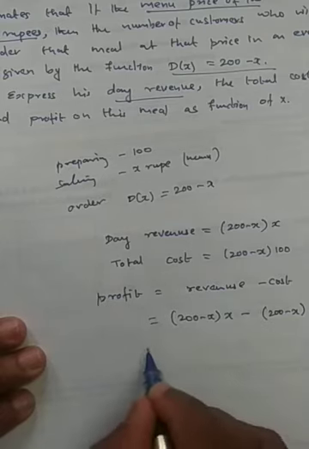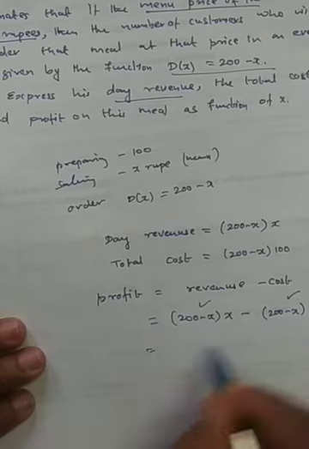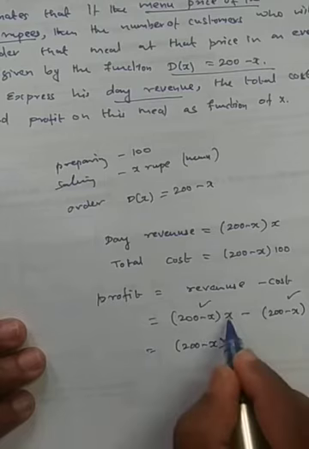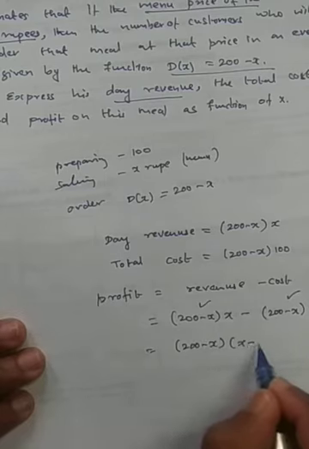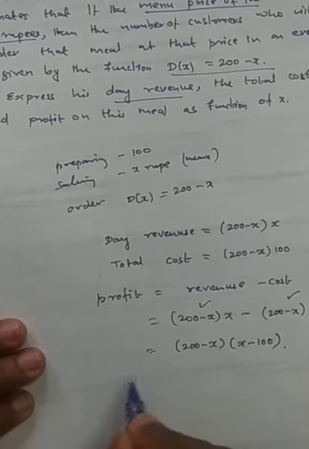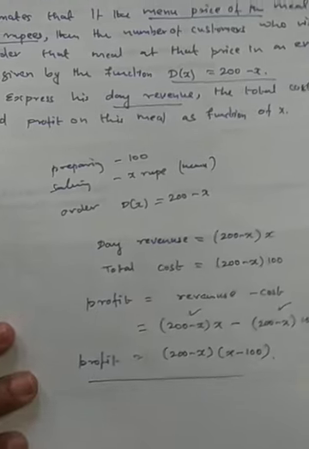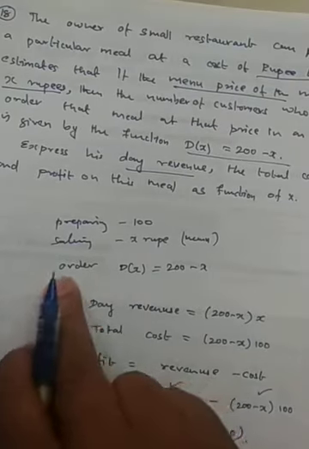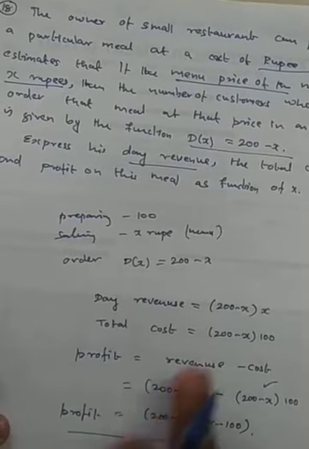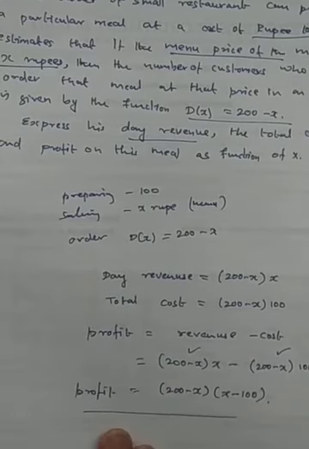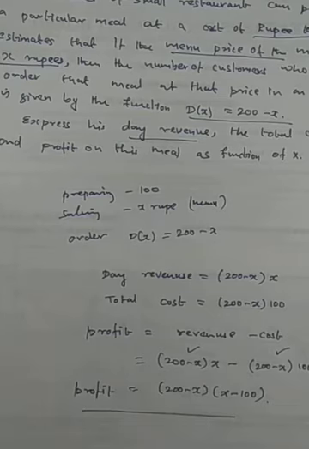If you want to simplify it, 200 minus x is common in both. So 200 minus x into, taking it common, now what's left here? x, and here what is left? Minus 100. That will come. That is the profit in terms of x we have written. So what you need to prepare and write is the daily revenue, total cost and profit. Is it clear? Okay.